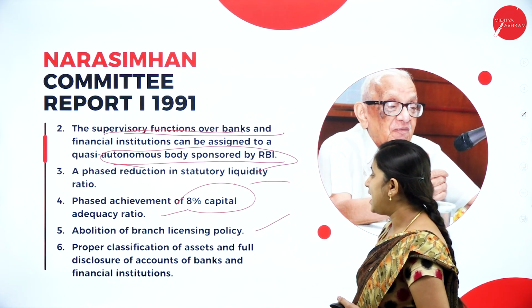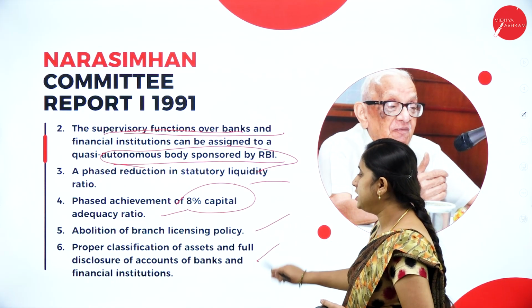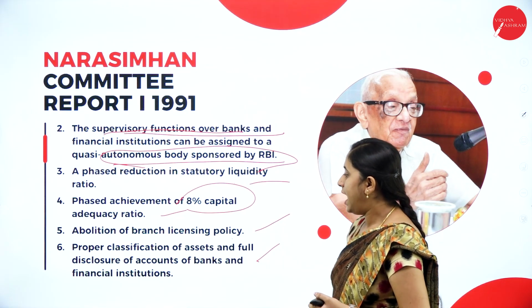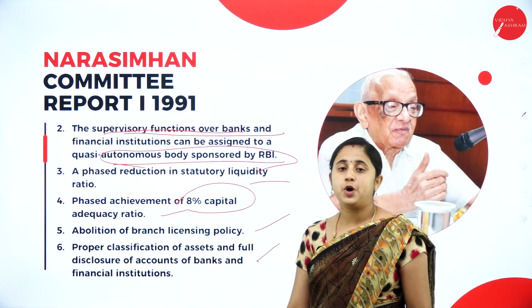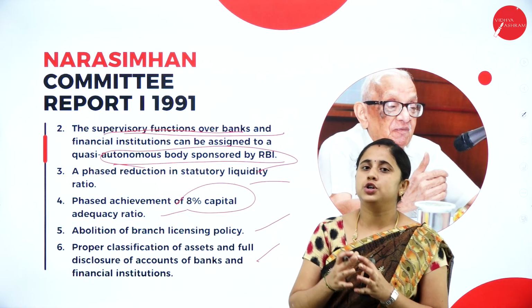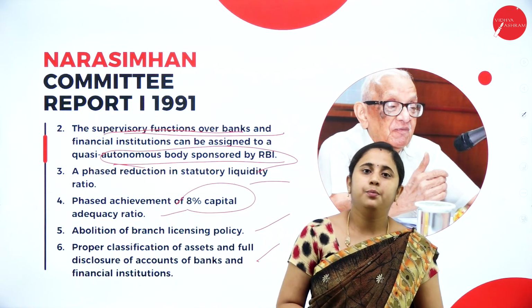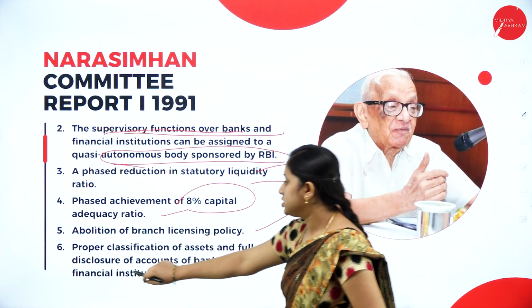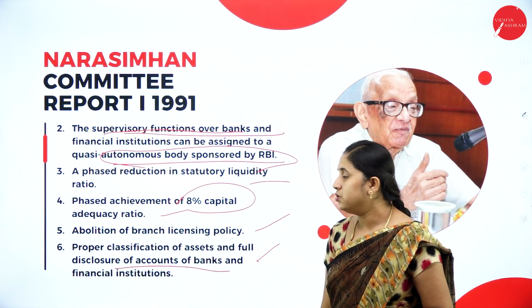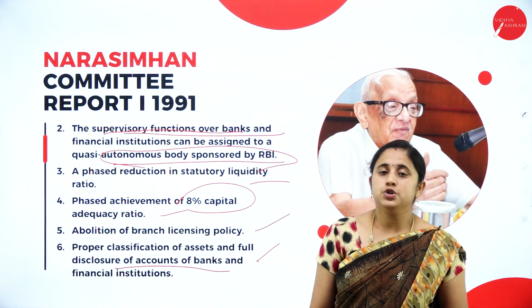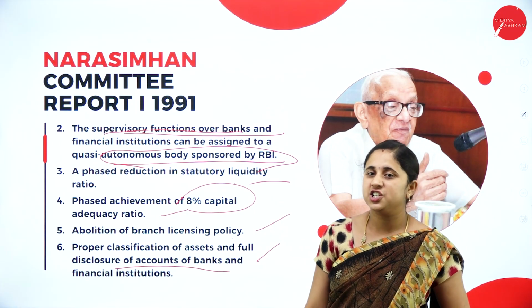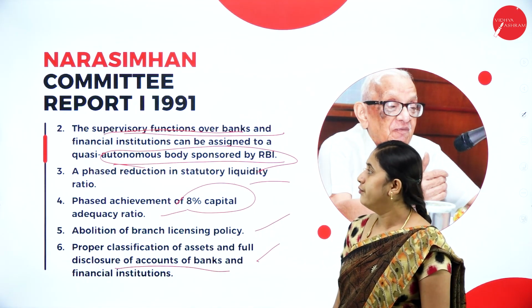So next one, proper classification of assets and full disclosure of accounts of banks and financial institutions. You need to classify the assets properly. Then you need to disclose the information about accounts of the financial institutions. So all these are the recommendations from Narasimhan Committee Report 1.